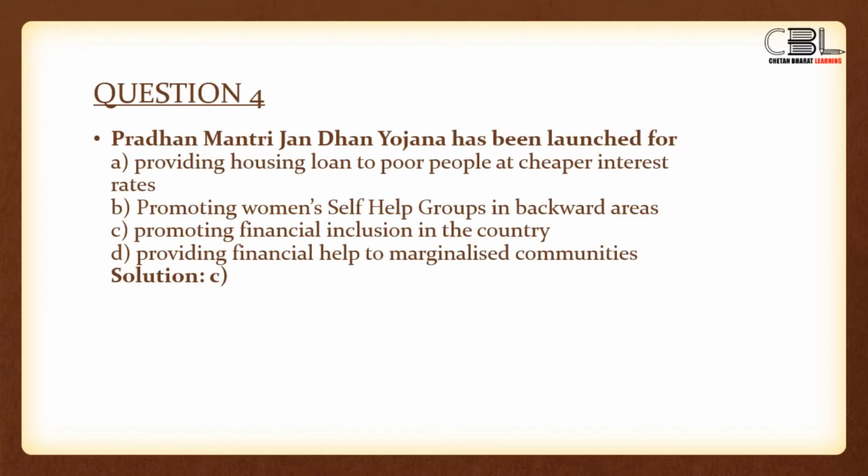Option A is providing housing loan to poor people at cheaper interest rates. Option B is promoting women's self-help groups in backward areas. Option C is promoting financial inclusion in the country, and option D is providing financial help to marginalized communities. The correct answer is option number C, that is promoting financial inclusion in the country.